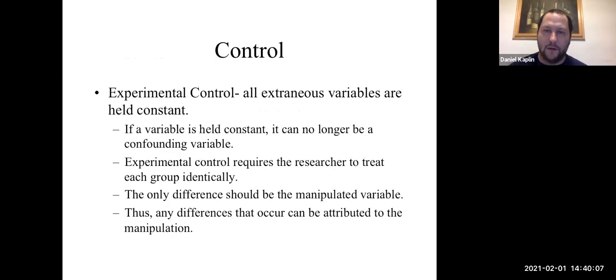So we talked about experimental control. That's holding everything constant. So I said this already, if you hold a variable constant, it can no longer be a confound. That happens when we treat each group identically. And the goal with experimental control is that the only factor you should differ on is our independent variable, our manipulation. And if the only factor you differed on is our manipulation, then we can say that it was our manipulation that led to this outcome.